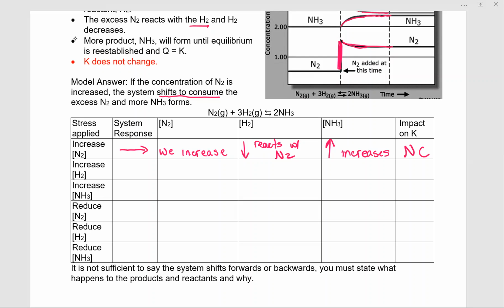Now, let's say instead, we're going to increase the H2. So I'm going to write in here, we increase, so this is the change that we made. This is very similar to what we did the first time when we increased nitrogen. We increased the H2. Now there's too much hydrogen, so the system has to shift to get rid of the hydrogen, which means it's going to shift in the forward direction. The amount of ammonia will increase. The nitrogen is actually going to decrease because it reacts with the H2.